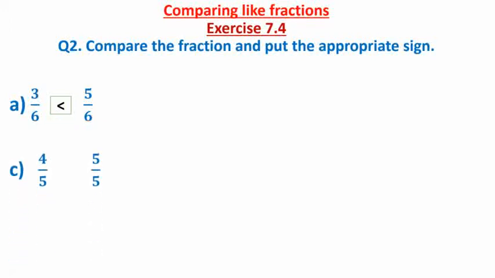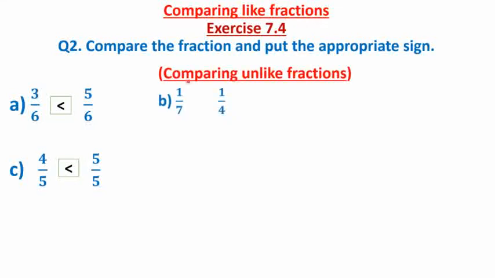Another question, if I take 4 by 5 and 5 by 5. Again here the denominators are the same, so we will compare only 4 and 5, the numerators. We can see 5 is greater than 4. That is why 5 by 5 is a greater fraction than 4 by 5.